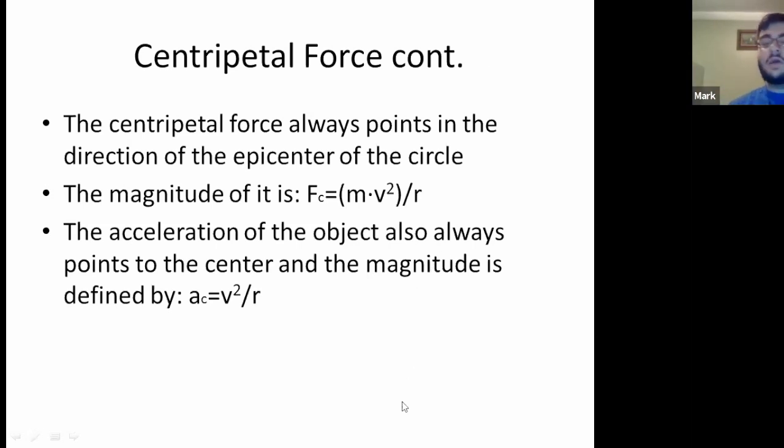If you're having a question like this, they'll give you the instantaneous velocity. They'll give you the radius of the orbit, right? The r is the radius of the orbit. And they'll give you the mass of the object that's orbiting, right? And F equals the force.